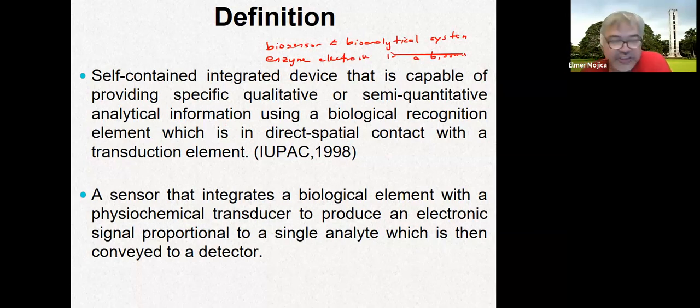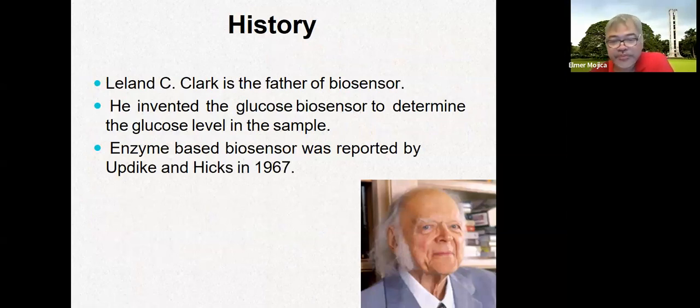Now, in the current definition, they define a biosensor, or we could just say the sensor, as one that integrates a biological element with a physicochemical transducer to produce an electronic signal proportional to a single analyte, which is then conveyed to a detector. So they become a little bit more specific. And the field of biosensors is really new. It was just born in 1967, when an enzyme-based sensor was reported by Updike and Hicks.